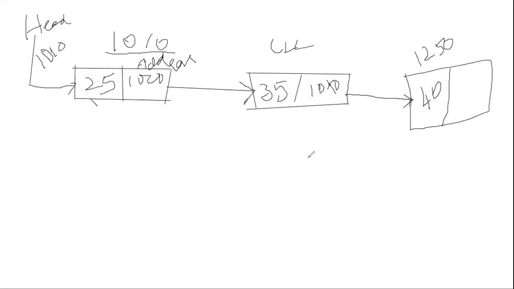Now you tell me, what is the address of this now? Is it 1010? No, ma'am. It will be the address of 40, ma'am. Third node. The address of 40 is what I told you, 1250. Clear, guys, everybody? Now you tell me, here shall I put null or give the address of another node? 1010, the address of this first node.